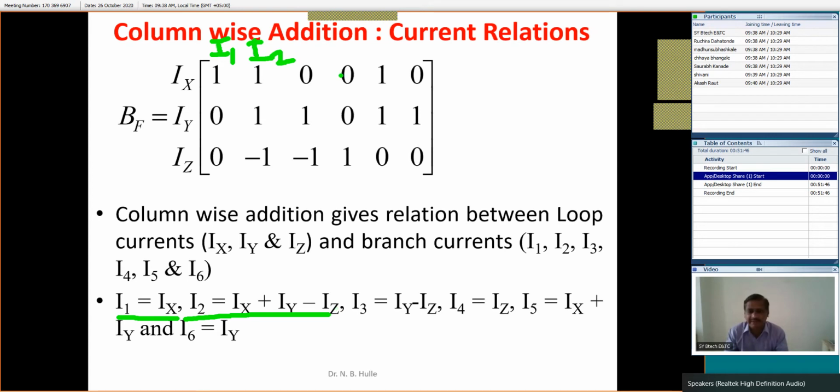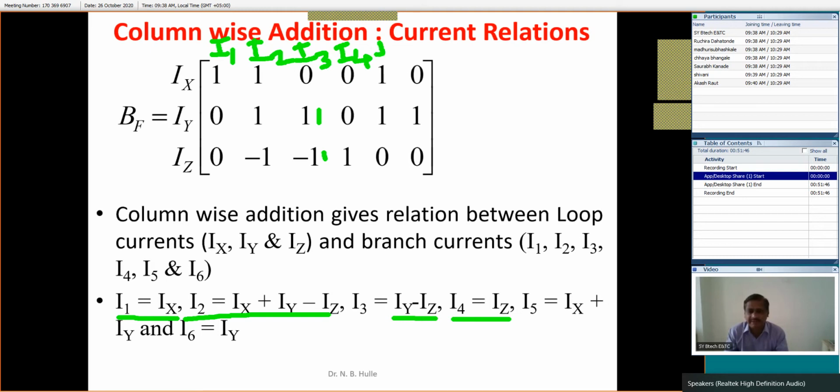Similarly, if I am coming to the branch number 3, look at how is this column-wise addition. This I3 is equal to 0 Ix plus Iy minus Iz. This indirectly, this I3 is equal to Iy minus Iz. This is Iy, this is Iz. Now the current in the fourth branch, that is I4 in this particular case, this I4 is equal to 0 Ix, 0 Iy and Iz. Means this I4 is equal to Iz, that is the relation.